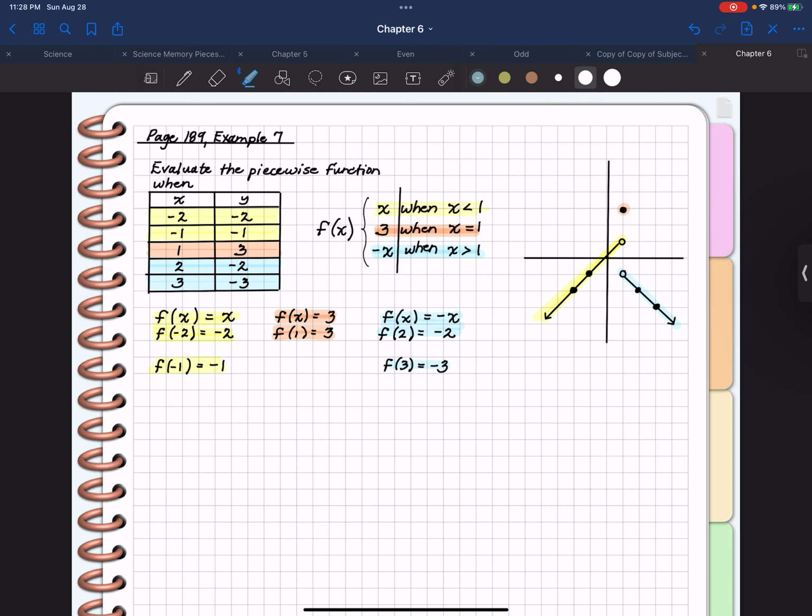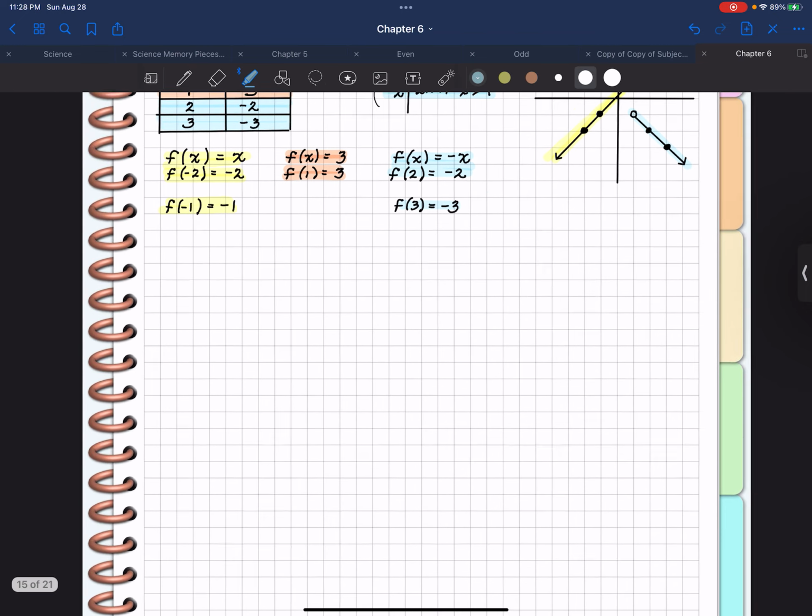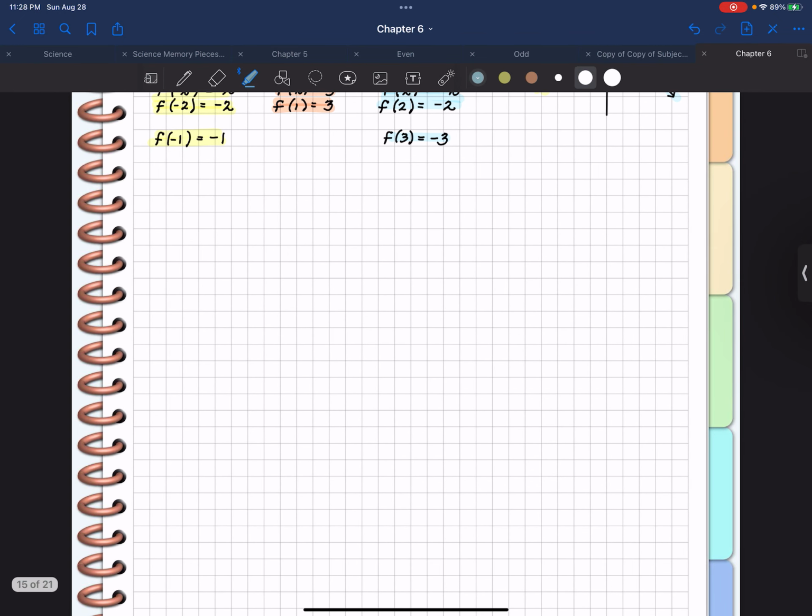Okay, let's do another one. This is also on page 189. This is Think About Math.